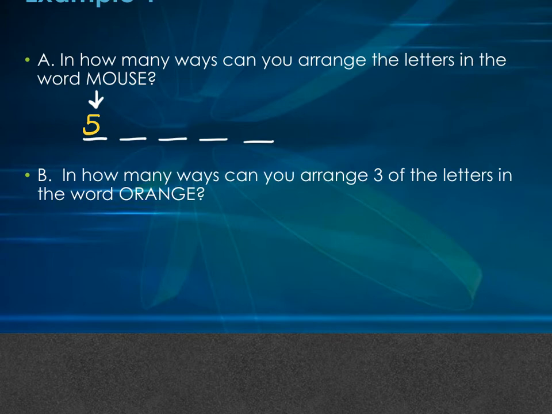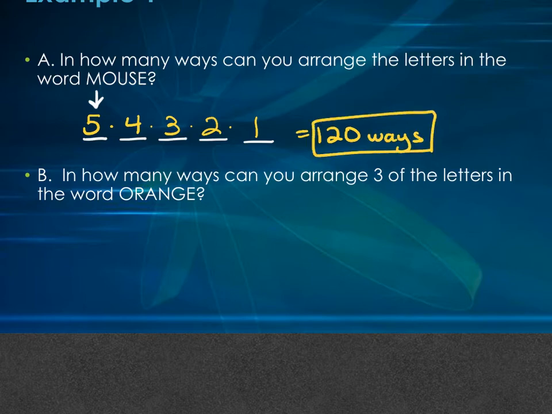Now I've used one of those letters. So when I go to pick the second one, how many options do I have? 4. Used 1, then it goes to 3, then 2, then 1. So if I want to know how many different ways, I simply multiply these numbers together. It's 5 times 4 times 3 times 2 times 1, which is 120 different ways. That's a lot faster than figuring out all the different ways to rearrange those letters.